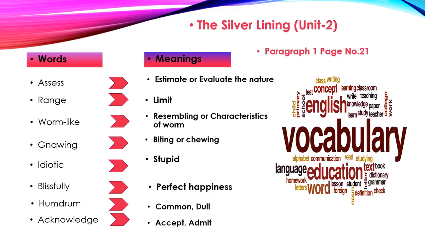Gnawing, it means biting or chewing. Idiotic, it means stupid. Blissfully, it means perfect happiness. Humdrum, it means common, dull. And acknowledge means accept, admit. Dear students, learn these words and practice them in your creative writing topics. It will enhance your vocabulary skills.